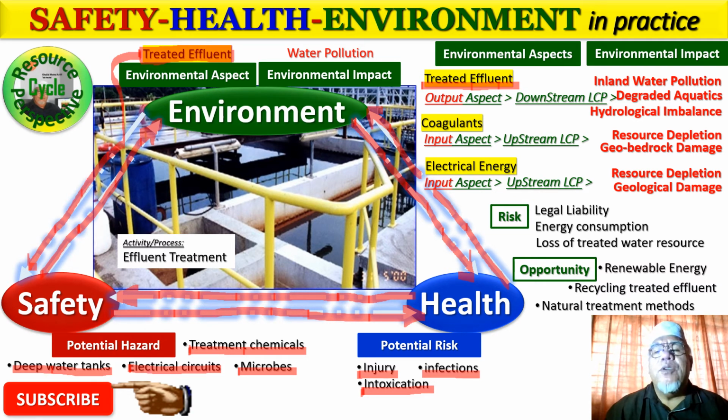All right, treated effluent. The question is, this is an environmental aspect. Why? Because it can interact with the environment. How does it interact with the environment, and what is its associated environmental impact? So we have got to look here. This particular aspect is an output aspect. So we have got to use our knowledge of life cycle assessment, or life cycle perspective. We have got to look at this treated effluent from its life cycle perspective.